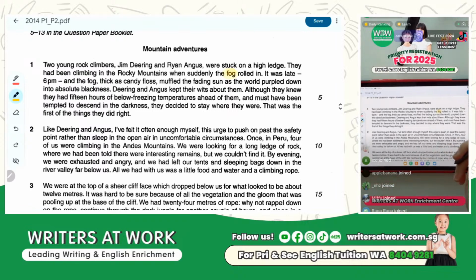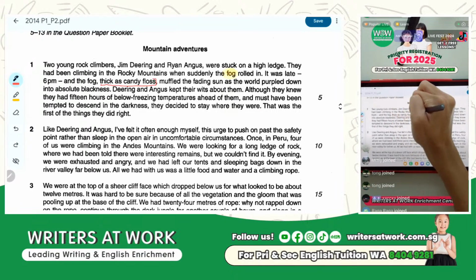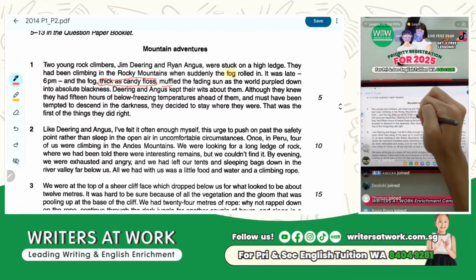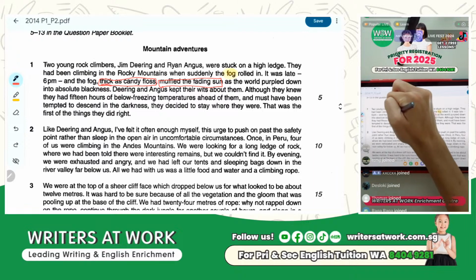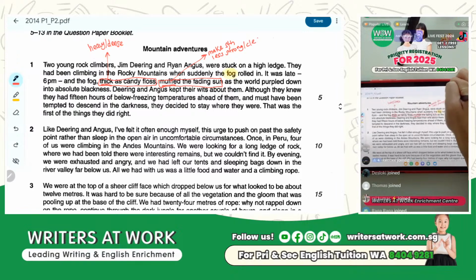So if you observe, they describe the fog in very interesting language. The first one is here, thick as candy floss. So we are looking at the fog, the intensity is so thick. Next, we look at how they muffle the fading sun. Okay, so first one, when you talk about thick, we are looking at something that is very heavy or very dense. All right. Next, when you muffle something, this word, it means that you make something less strong or clear. Okay, the strong here is not referring to strength, but rather the effect of a light. If the lighting is very strong, that means very intense.